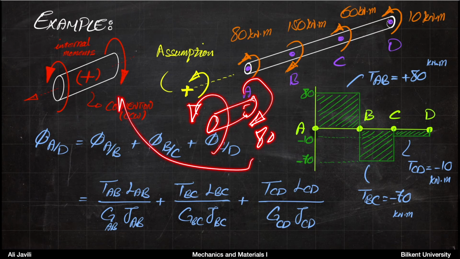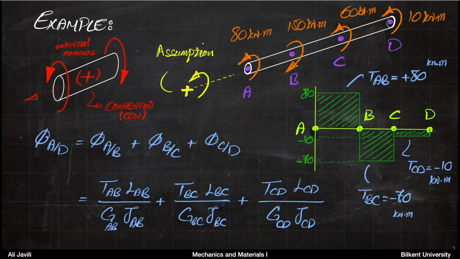And according to our convention, that would be a plus. So this is plus 80. Then you apply 150, and then again, if you cut it somewhere here and you play the same game, you write the balance of moments, you get minus 70 here. Then you do the same, you cut it here and you get minus 10 here.